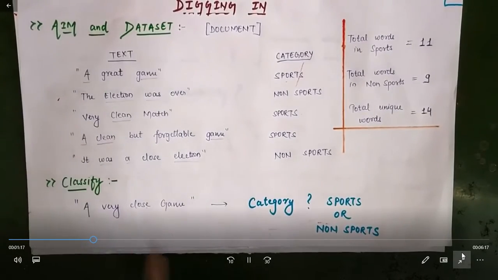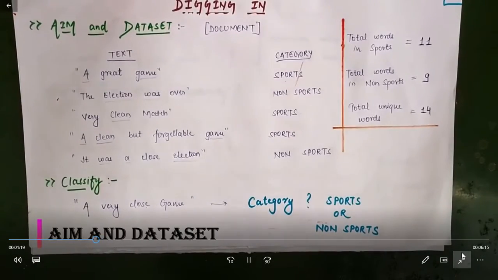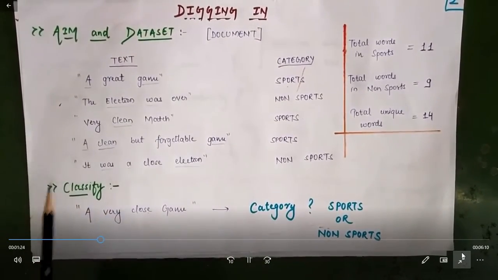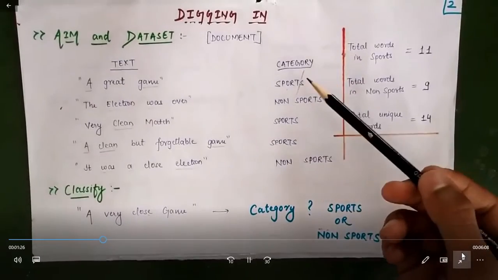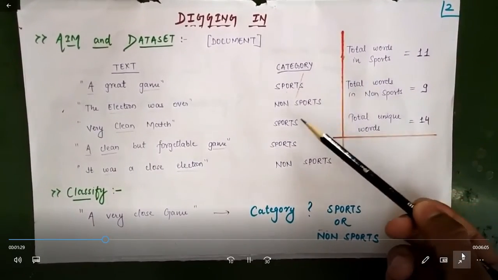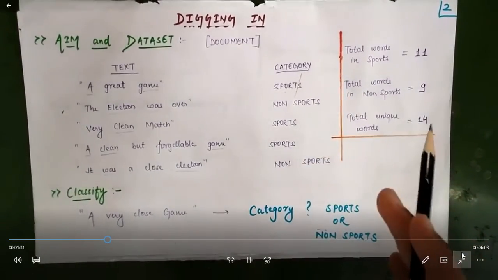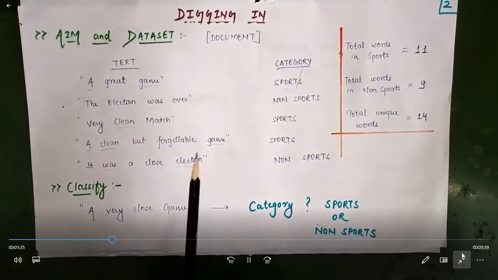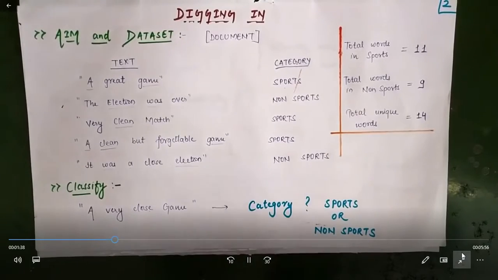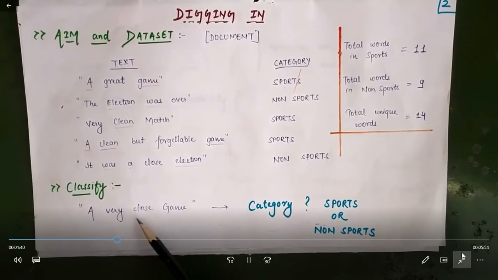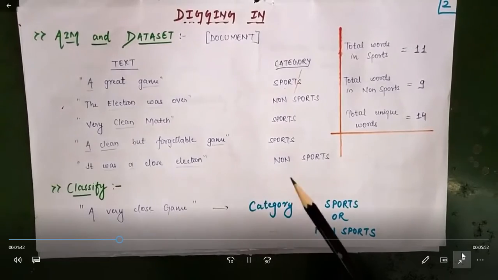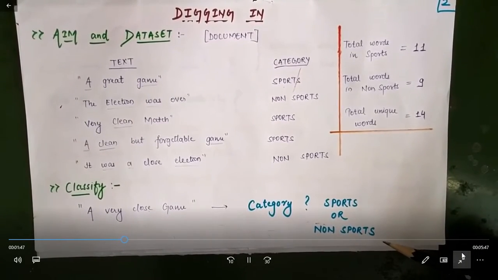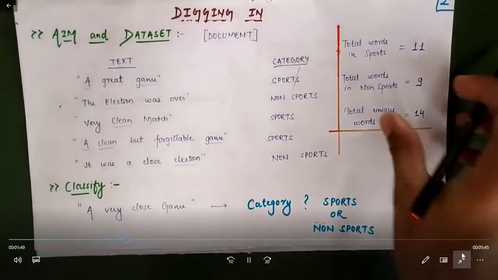Okay. So now let's see the aim and our data set for the naive Bayes classifier. Before starting the aim, we will understand what our data set is. We have a document containing a lot of text, where each text has already been classified as sports or non-sports. We will train our model based on this data. After training, we are going to classify any new text. For example, if I get the text 'a very close game', I try to classify it or categorize it, whether it belongs to the sports category or the non-sports category. So this is our aim and data set.